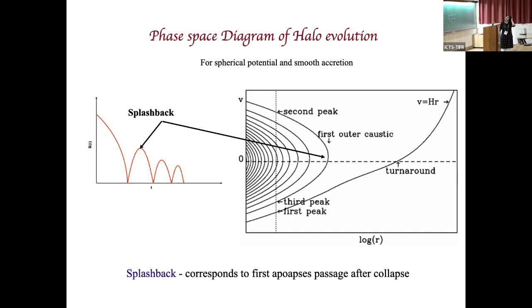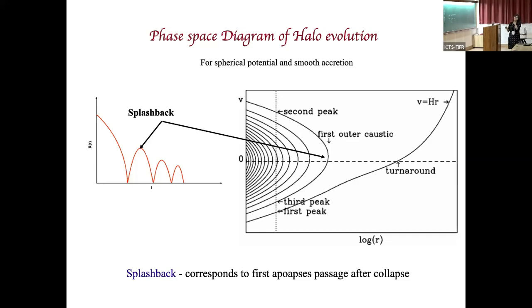So this boundary, which is created by the most recently accreted material at a given time, that is near its first apocenter, is essentially separating out this region where we have infall, right? So things that are falling in for the first time, from this multi-streaming region. It's called multi-streaming because at a given radius we have shells of dark matter at different velocities, right? So different streams of dark matter are crossing each other.